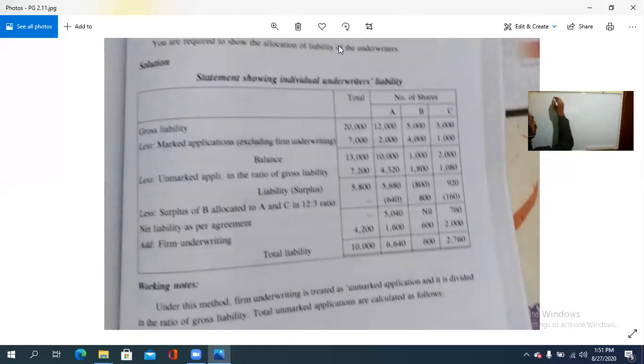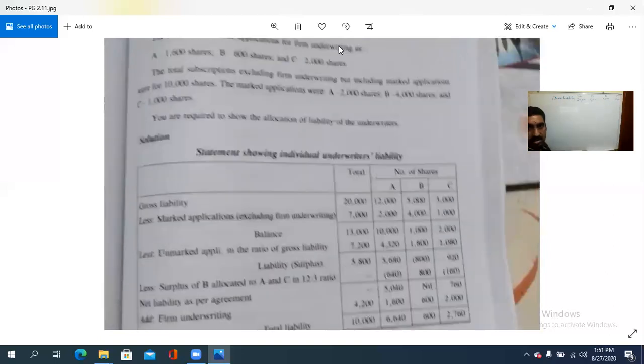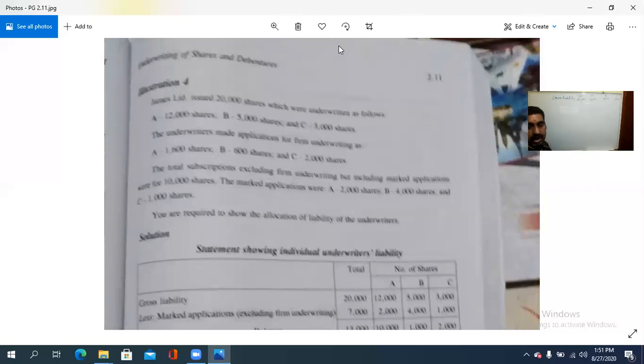So firstly, gross liability. What are those? A, B and C. Total is gross liability on what way? 20,000 is the total shares, isn't it? So A is 12,000, that is already given in the question. B is 5,000 and C is 3,000. Check. See, 12,000, 5,000 and 3,000.